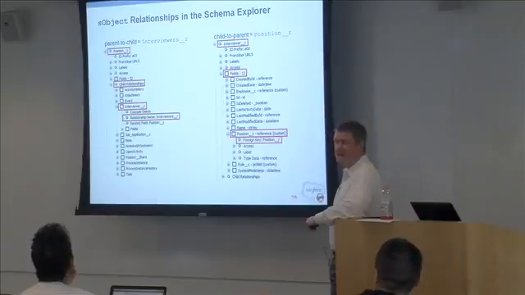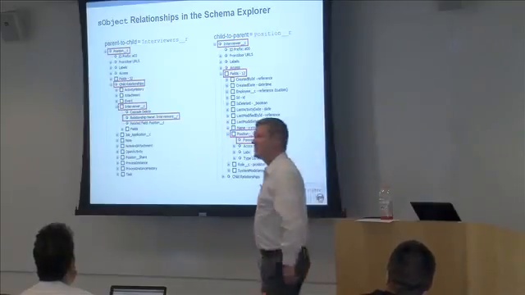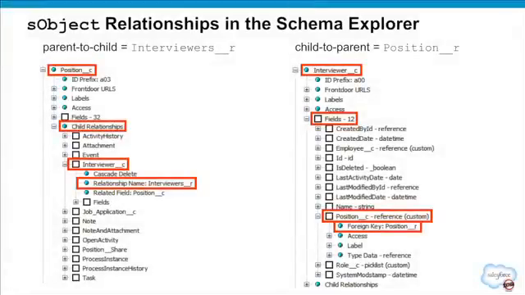You can actually find out these field names. If you have trouble remembering these and you're saying to yourself, what field do I need to use to refer from a position down to the related list of interviewers? You can always go into the schema browser and take a look at those names.